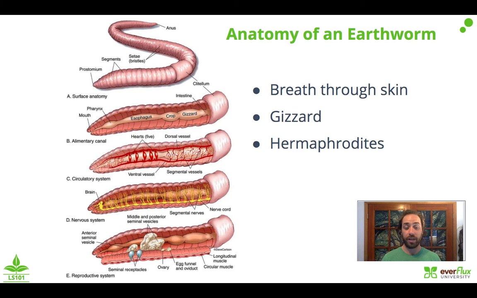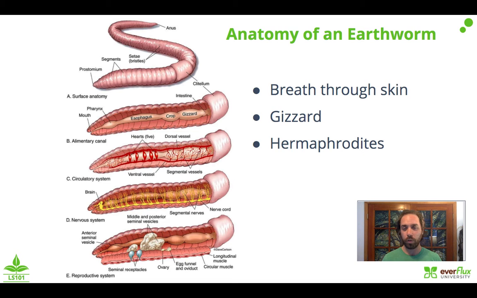So an earthworm actually has a gizzard with tiny little rocks in it that will help it to crush up harder materials that it may ingest. So earthworms can ingest a lot of different materials. And another interesting thing about earthworms is that they are hermaphrodites. So they have both a male and a female sex organ, and so any earthworm can mate with any other earthworm.